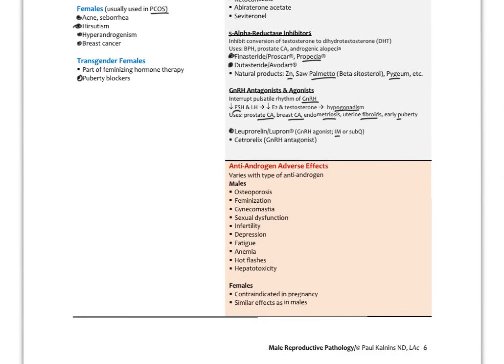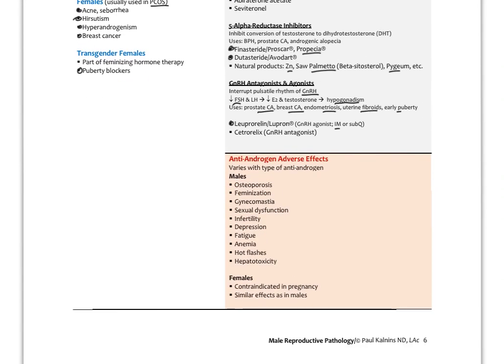Obviously, the adverse effects of this in males would be blocking off androgens, and from that we might see more osteoporosis. Remember that androgens have a very important role in supporting bone health, especially in males. So male osteoporosis is often from low testosterone. In females it is usually from low estrogen, but again, that estrogen is coming from testosterone. So you could say there's a role of testosterone in females as well. More feminization, gynecomastia, sexual dysfunction, infertility, depression, fatigue, anemia, hot flashes, and hepatotoxicity. So these would be unfortunate adverse effects of that.